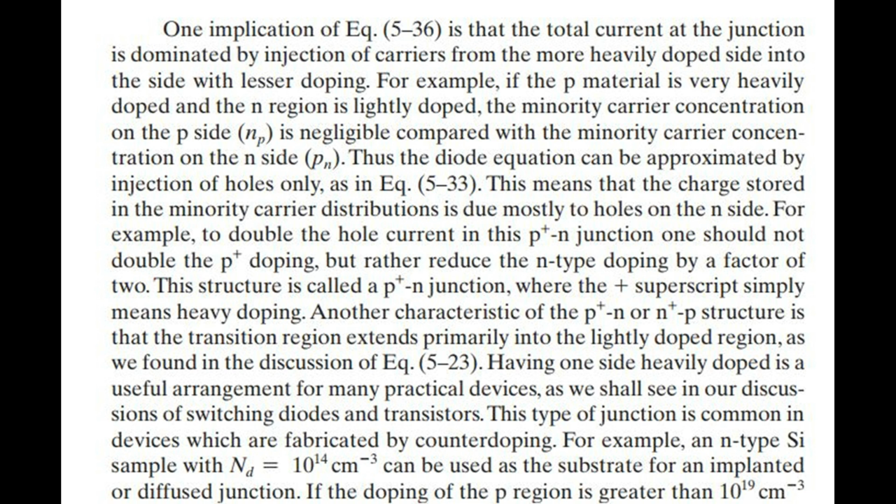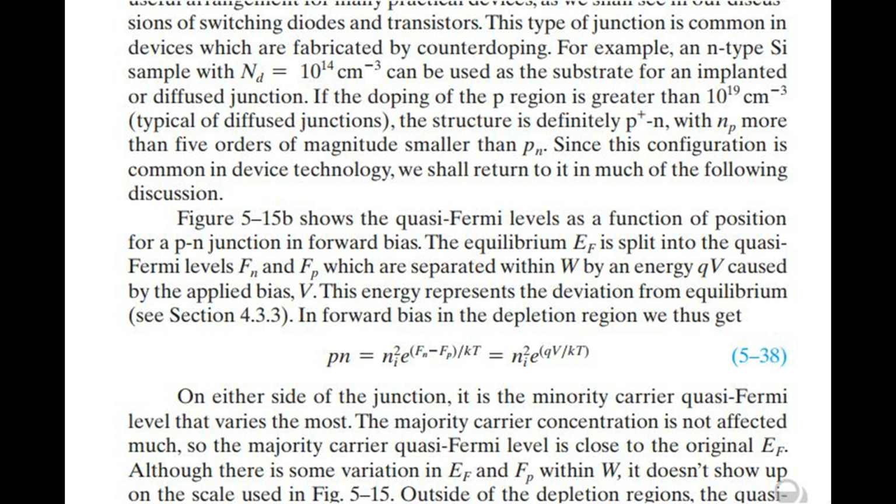This type of junction is common in devices which are fabricated by counterdoping. For example, an N-type silicon sample with 10^14 donors per cubic centimeter can be used as the substrate for an implanted or diffused junction. If the doping of the P region is greater than 10^19 per cubic centimeter, typical of diffused junctions, the structure is definitely P+N, with np more than 5 orders of magnitude smaller than pn. Since this configuration is common in device technology, we shall return to it in much of the following discussion.